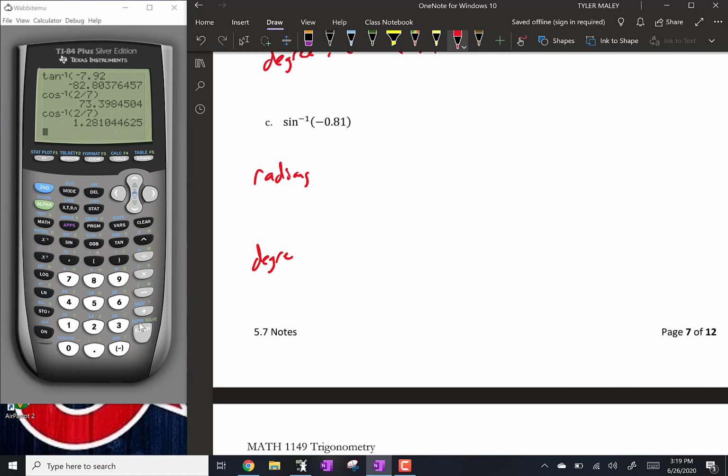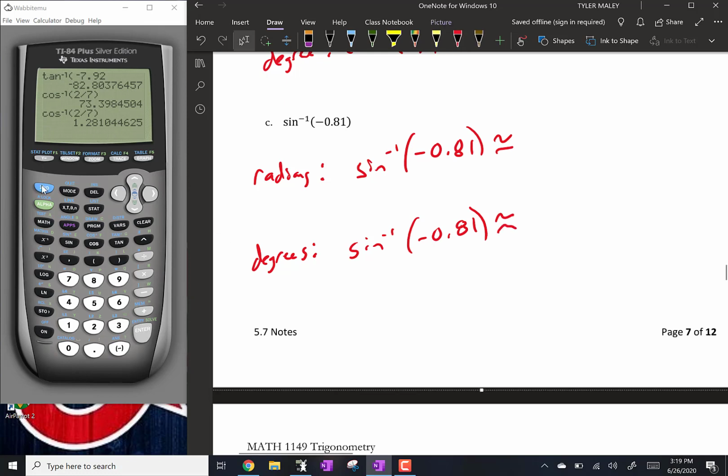So inverse sine of negative 0.81. All right, we can get this. So right now I'm in radian mode. So second sine of negative 0.81. We get approximately negative 0.9442. And then switch this over to degrees. We get approximately negative 54.096 degrees.